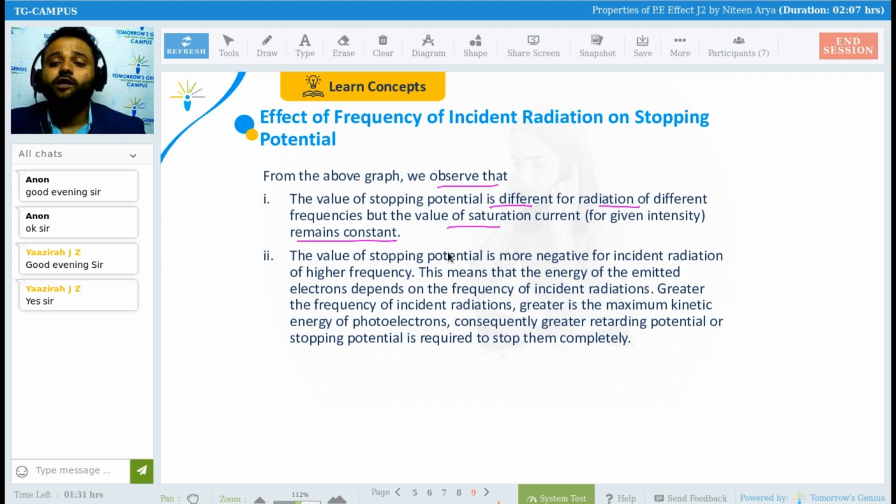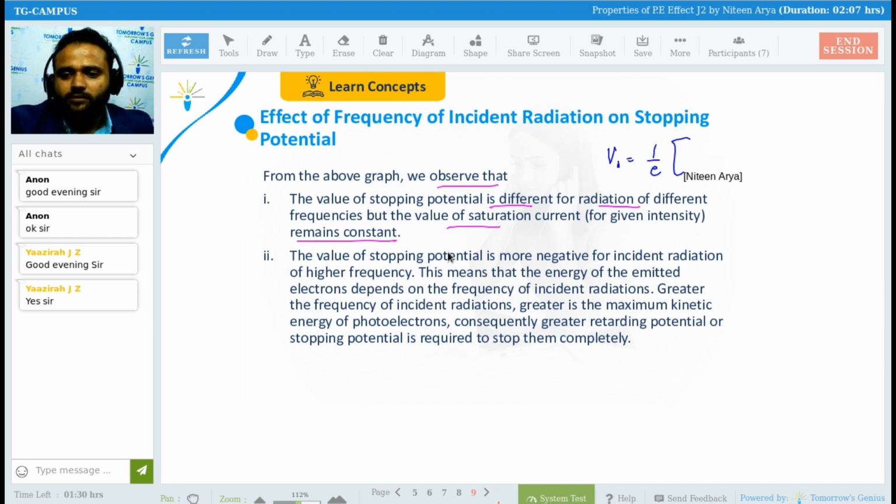The saturation current is more dependent on the intensity of light. Why? Because intensity creates more number of electrons. So the saturation current is more dependent on the intensity. But we have to find the relation between stopping potential and the frequency. V naught is 1 by e (h nu), or I can write (hf minus W naught).